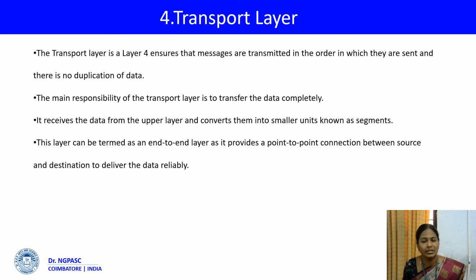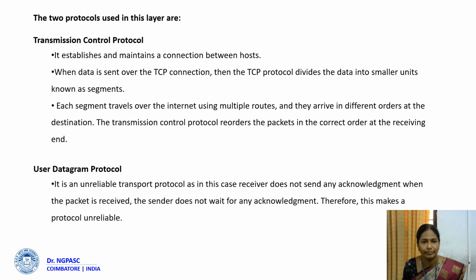It receives the data from the upper session layer and converts it into a number of segments, if it is a very large packet. Next, what are the two protocols used in this layer? One is the Transmission Control Protocol, and the other is called the User Datagram Protocol. Transmission Control Protocol is a connection-oriented protocol. Whenever the user sends the data to the receiver, they automatically get the acknowledgement.